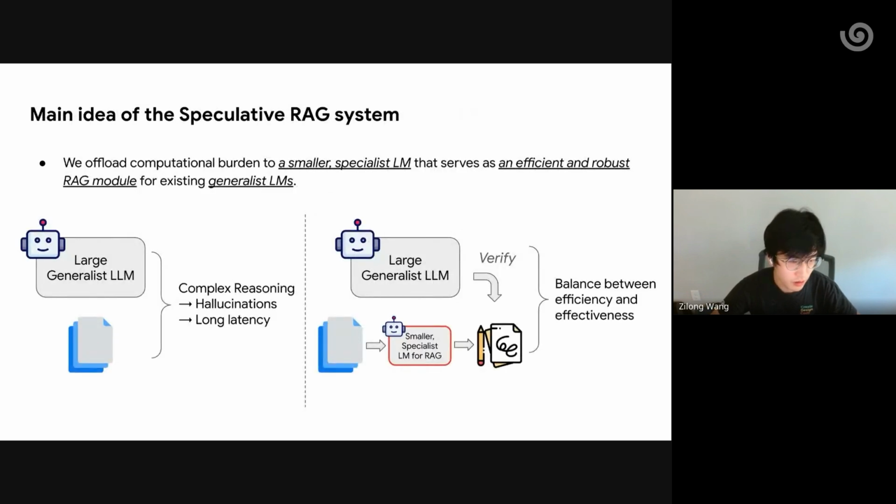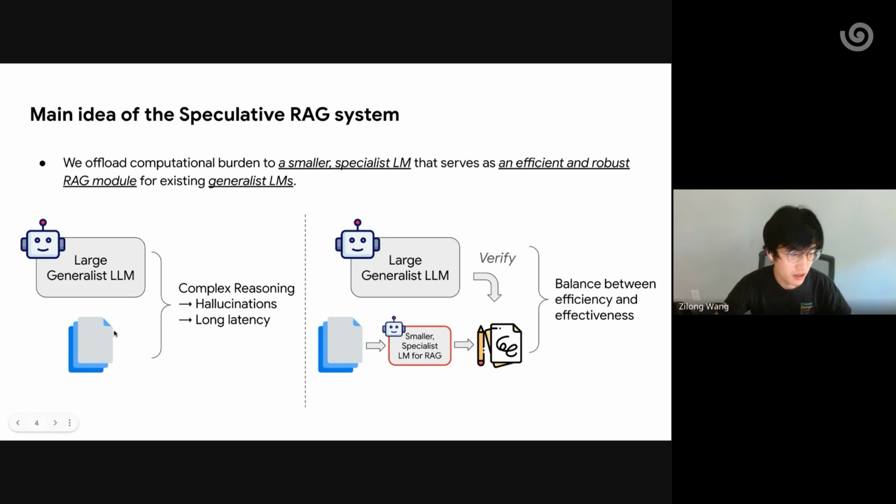This is the high-level idea of the Speculative RAG system. We offload the computational burden to a smaller specialized language model. It serves as an efficient and robust RAG module for existing general large language models.